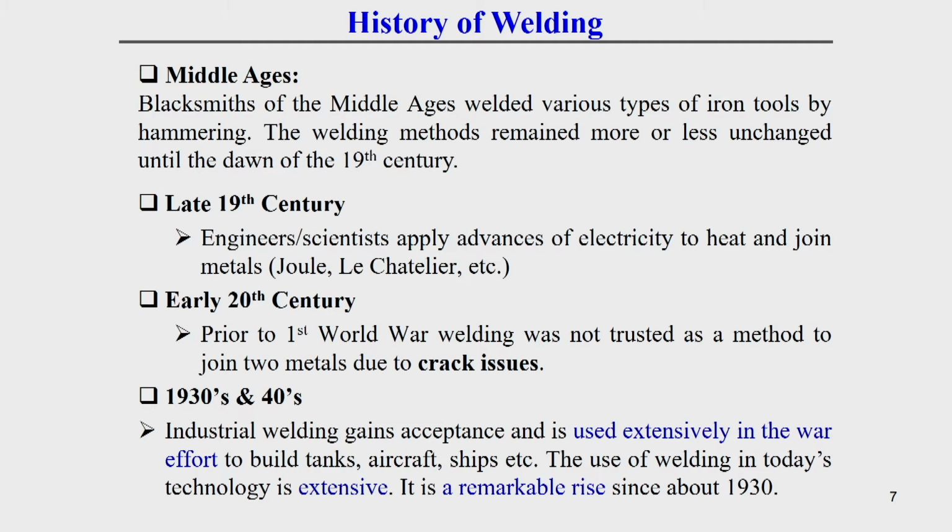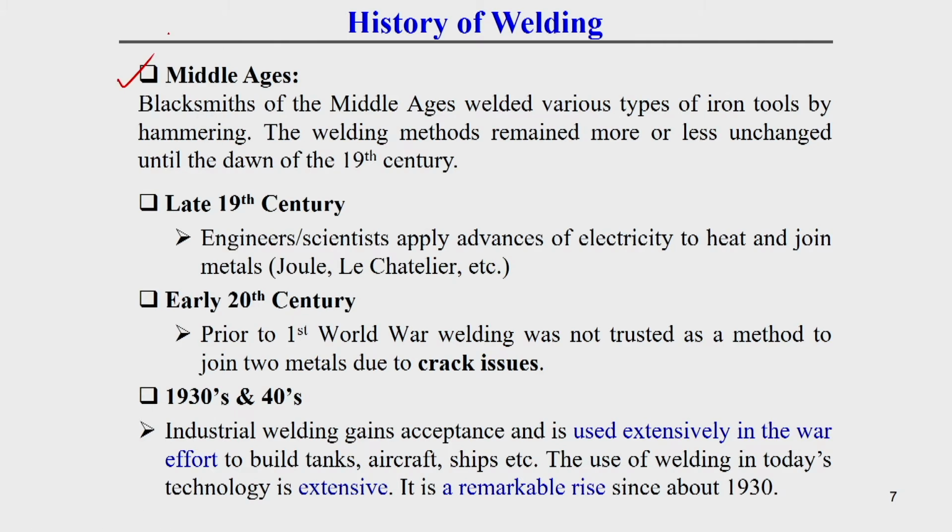Now, in the history of welding, here I will cover the history of the traditional welding processes, generally the conventional welding processes which are widely used in industry. Like in the Middle Ages, blacksmiths of the Middle Ages welded various types of iron tools by hammering.